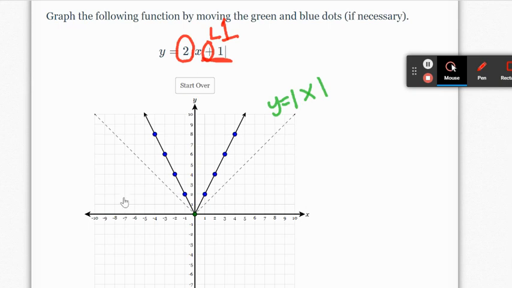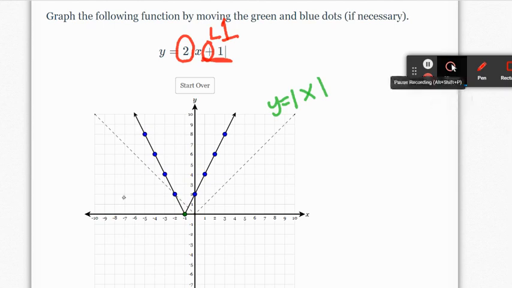Now I just need to grab the green dot and move the whole function left 1. And that is my translated absolute value graph, times by 2, twice as tall, left 1.